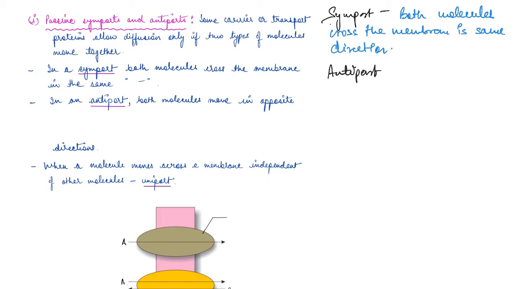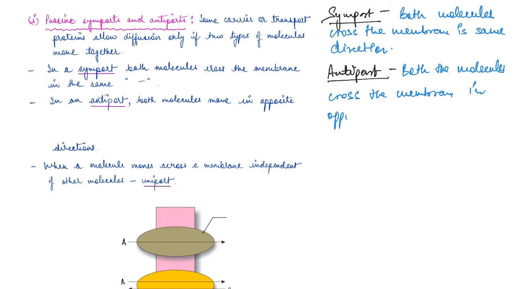Antiport. In antiport, both the molecules cross the membrane in opposite direction, right? So in antiport, both the molecules cross the membrane in opposite direction. And when a molecule moves across a membrane independent of the other molecule.